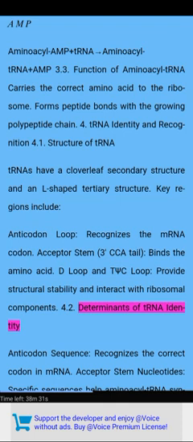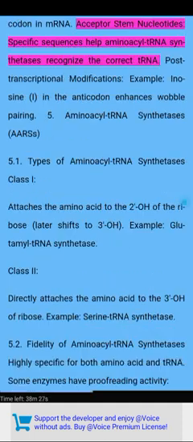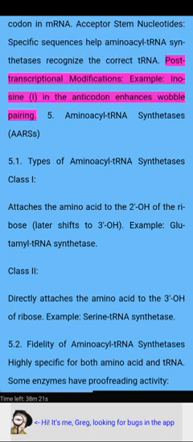4.2. Determinants of tRNA identity. Anticodon sequence: recognizes the correct codon in mRNA. Acceptor stem nucleotides: specific sequences help aminoacyl-tRNA synthetases recognize the correct tRNA. Post-transcriptional modifications, for example inosine (I) in the anticodon, enhance wobble pairing.